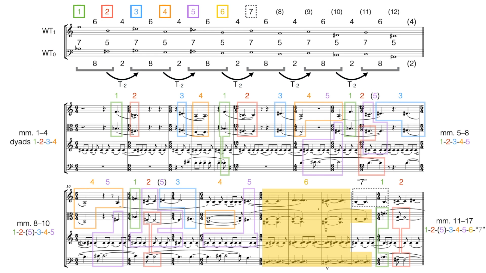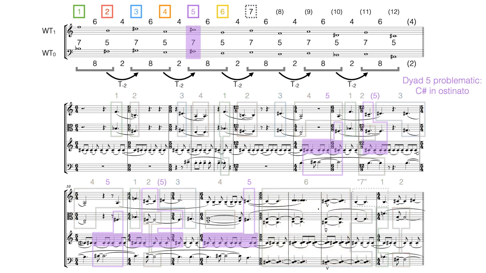As noted, the music uses only the first 7 dyads of the array. The fifth dyad is problematic in the music because its C sharp simply doubles the ostinato tone. In response, the music often retains A from the fourth dyad. The seventh dyad, E-flat B, is represented by B alone, without its expected partner, E.